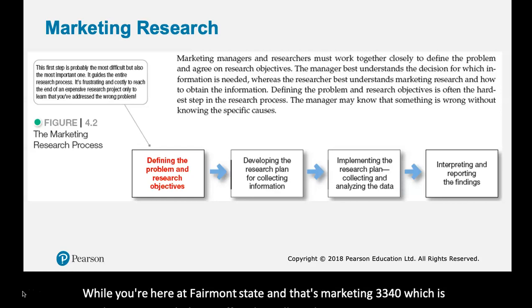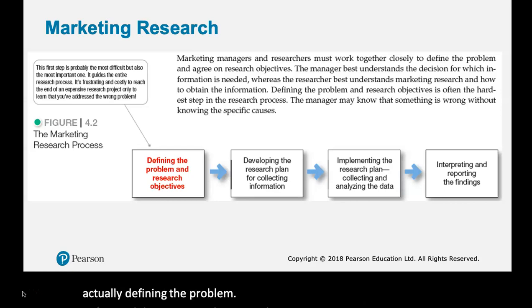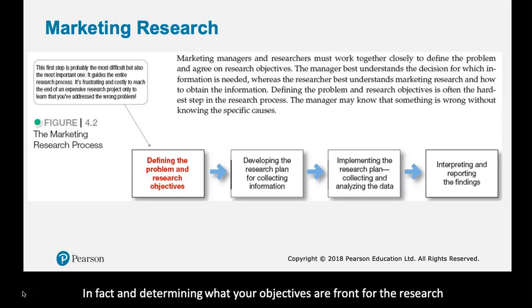But the first step in the marketing research process is actually defining the problem and determining what your objectives are for the research. So if your problem is sales have declined in the last 7 quarters, you need to find out as a company what's happening. And you have to define that problem and then do research to help you reach those research objectives. Of course, one of the objectives would be finding out what is causing the decline in sales over the 7 consecutive quarters.